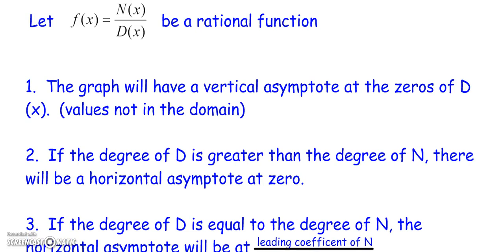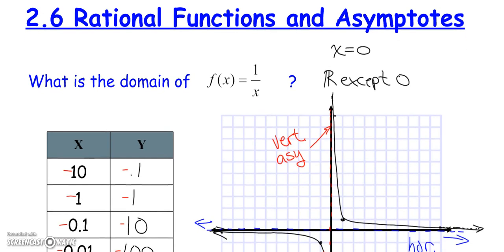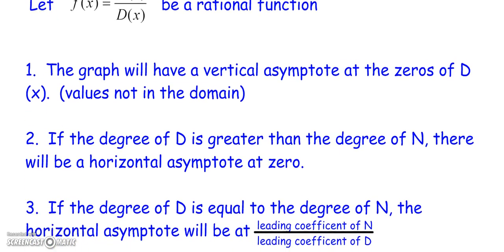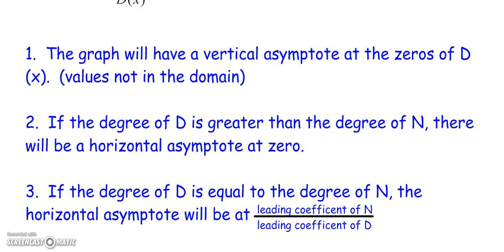So asymptotes will appear in a few places. Vertical asymptotes. Well, if you go back to the very last slide, I'm going to jump around here a little bit. x equals 0 was not in the domain. x equals 0 was the equation of our vertical asymptote. That's not a coincidence. That's a guarantee. If a number is not in the domain, then it'll have a vertical asymptote. So the zeros of the denominator are areas that are going to have vertical asymptotes.